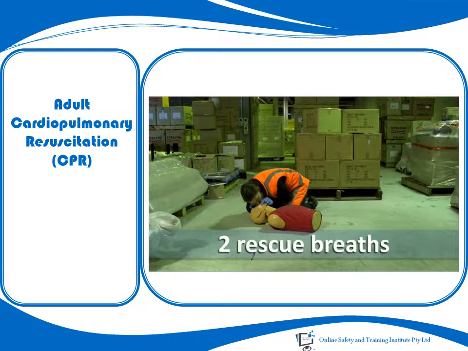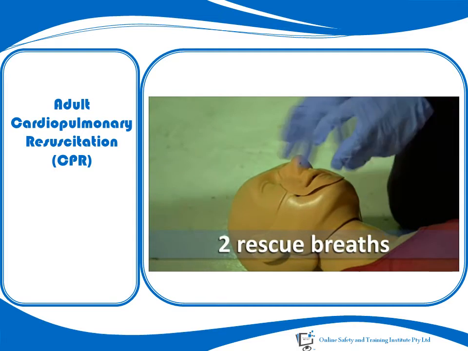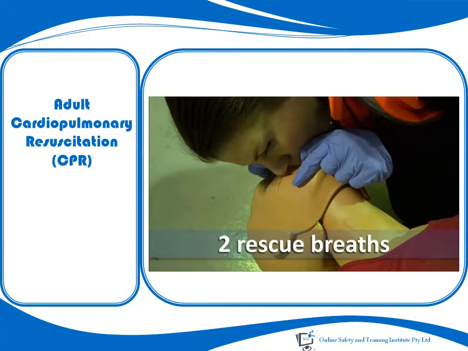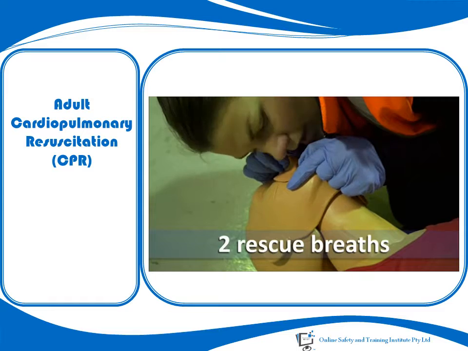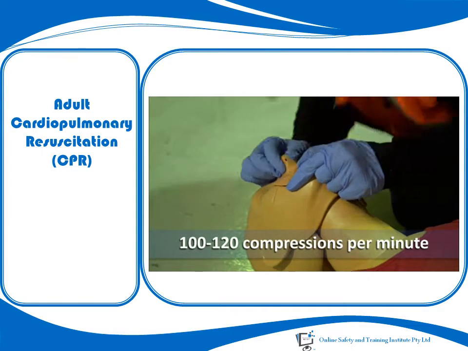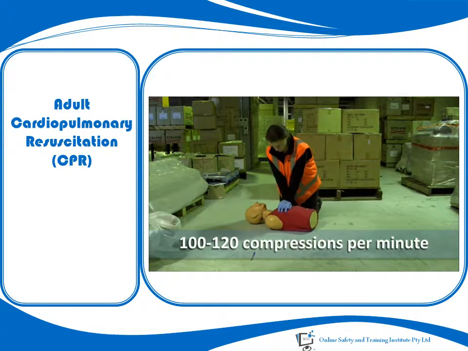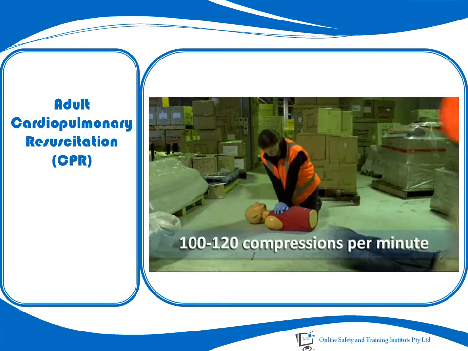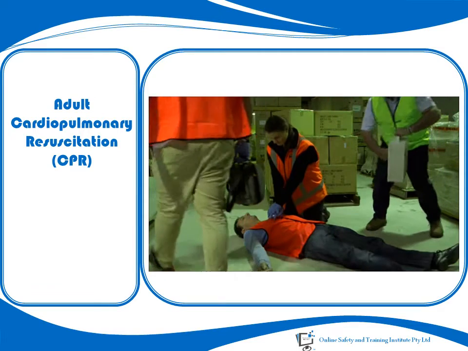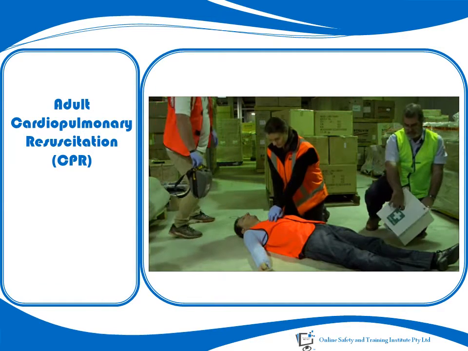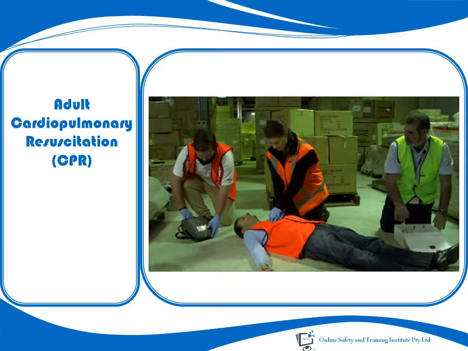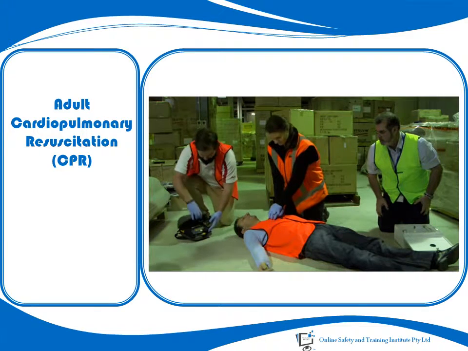After 30 compressions, give the casualty 2 rescue breaths. Counting aloud may help you keep track and regulate the process that you must apply rhythmically. Keep giving compressions at a rate of 100 to 120 per minute. CPR should be continued until the casualty responds or begins breathing normally, or until qualified medical help arrives and takes over. If available, an automated external defibrillator or AED should be attached to the casualty as soon as possible.